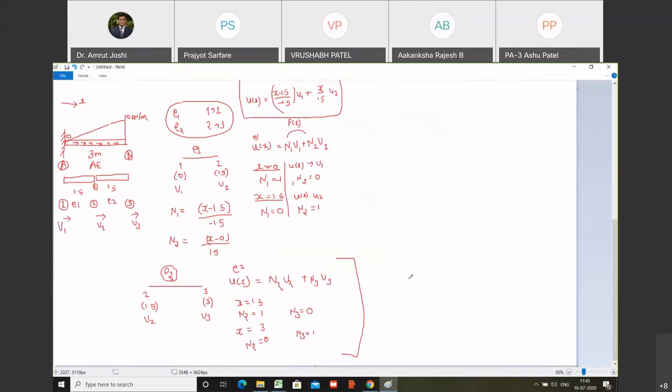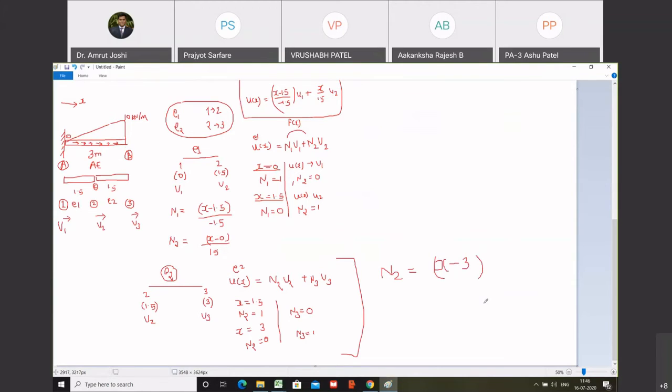So how should I write down N2 for element number 2? What are the conditions? N2 should be 1 at x is equal to 1.5 and it should be 0 at x is equal to 3. We will start with the condition where it should be 0. So if it has to be 0 at x is equal to 3, I include the term x minus 3.